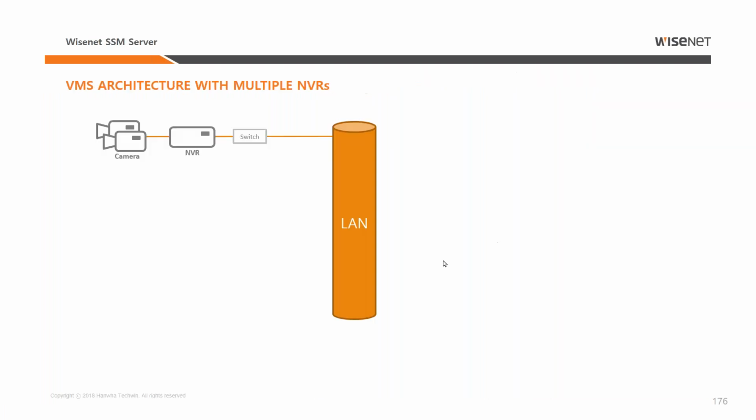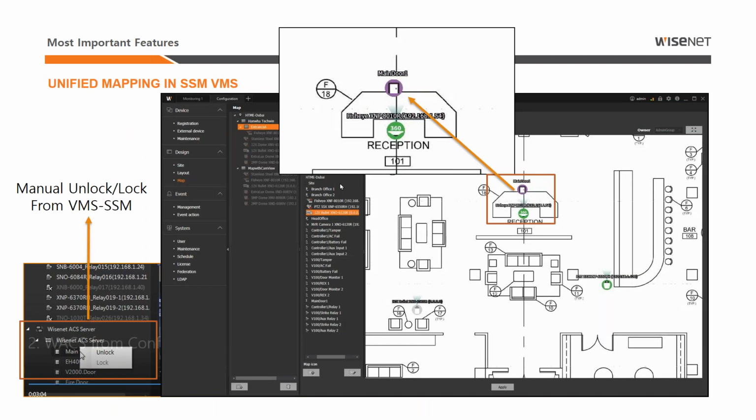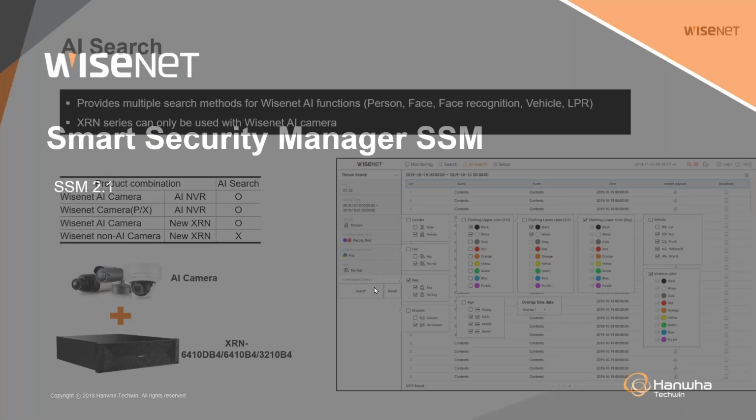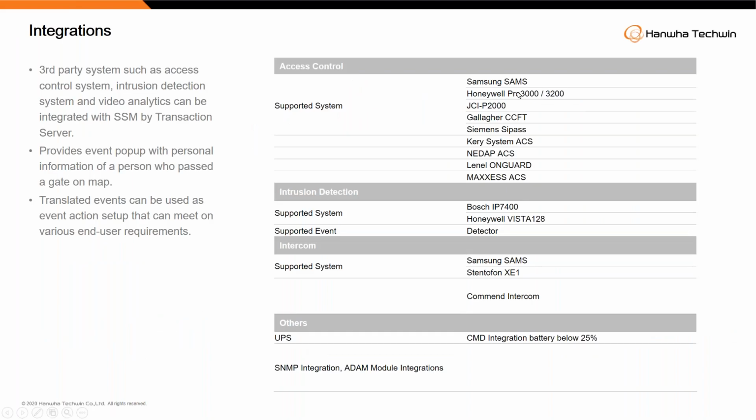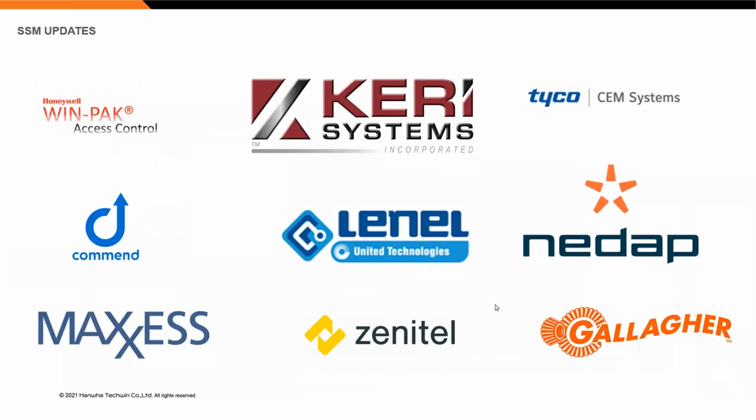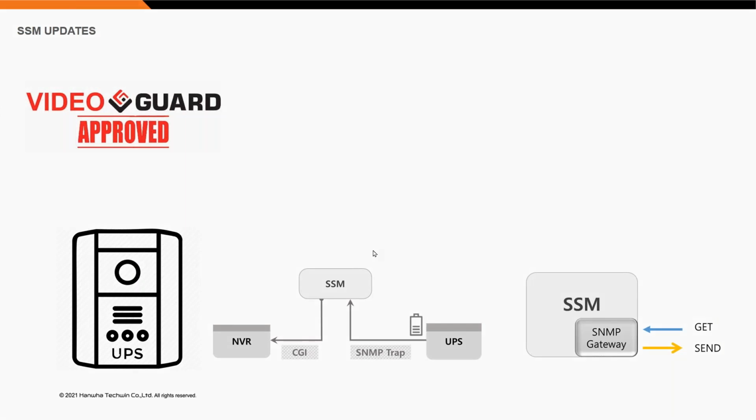Okay, we can integrate with multiple systems. You can have integration to our own access control. We have Honeywell access control, JC access control, Gallagher, Siemens, Kerry, NetApp, Lenel, Maxis, Bosch intrusion, Honeywell intrusion, Stand to 4 command intercom, and of course video guard, Sierra integration, all that. These are part of the VMS functions.